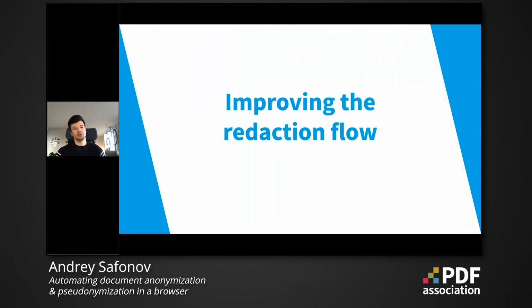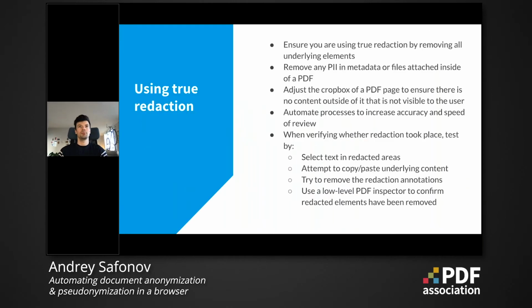So, we talked about what redaction is, what the different redaction flows are, and then redaction failures. But now let's talk about solutions. Let's talk about how we can improve the redaction flow. Okay, so we want to ensure that we use true redaction that is compliant with the PDF specification. We want to ensure that when performing redaction, we remove all the underlying elements.